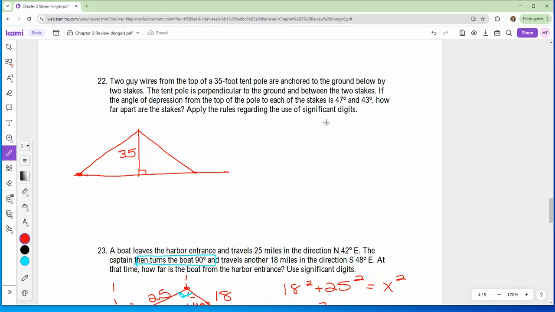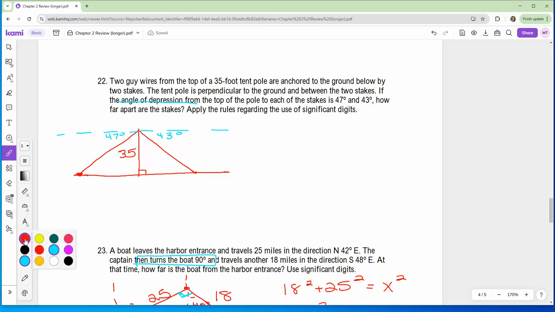If the angle of depression from the top of the pole to each of the stakes... angle of depression, elevation and depression are measured from a horizontal line. We're at the top of the pole, so a horizontal line at the top, coming down. So one of these is 47, one of them is 43. How far apart are the stakes?